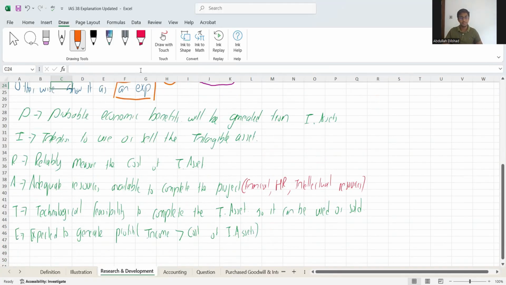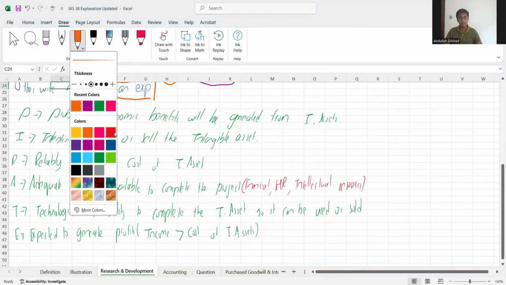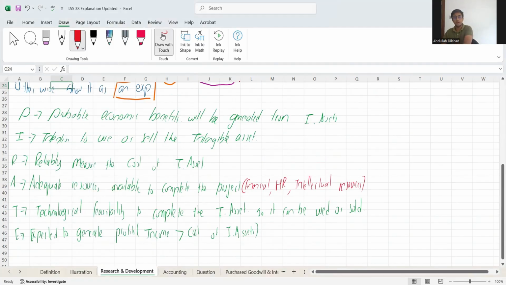So what do I mean by PIRATE criteria? Here they are. P: probable economic benefits from your intangible assets will be generated. Obviously, right? If we have an asset, that asset needs to generate benefits. And if it's benefits, it has to be probable, right? Probable means that event occurring, that benefit being generated, is more than 50%. So there's a high chance that you will generate economic benefits. That is point number one, right?